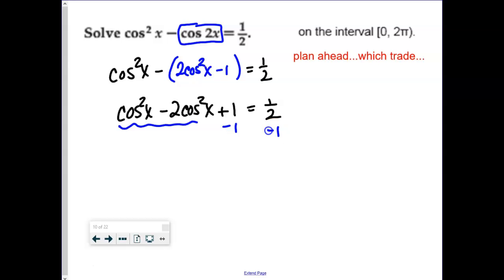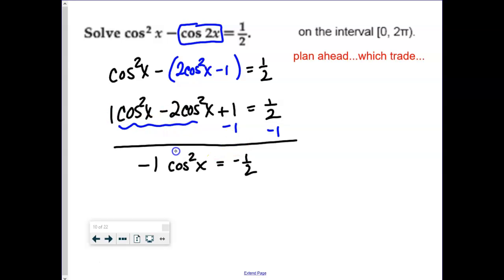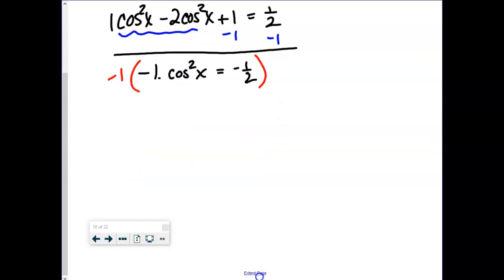I'm going to subtract 1 over. So I end up with negative 1 times the cosine squared of x equals negative 1/2. Because there's like a 1 minus 1 here, minus 2 here. I just added these together. Now, I don't like that there's a negative 1 in front. That feels like I need to knock it out as a coefficient. So either divide everything by a negative 1, or you could think of it as multiplying everything by a negative 1. Either way, it's gone.